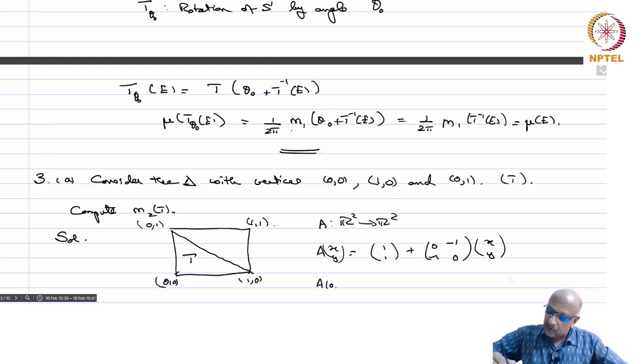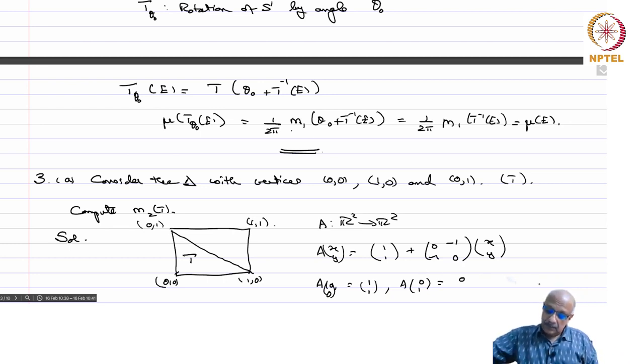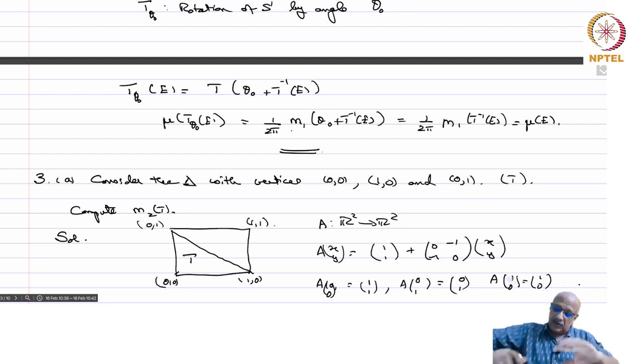So then you have A(0,0) equals (1,1), A of (0,1) is, here you get minus 1 plus 1, that will give you 0, and (1,0) will give you (0,1)... so it's just a reflection of these two.